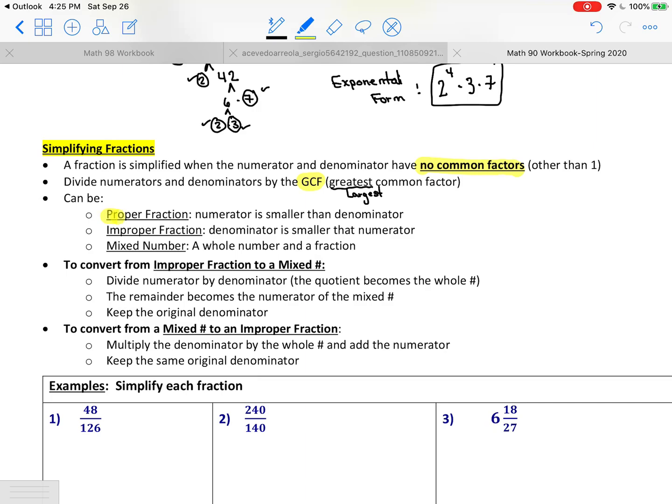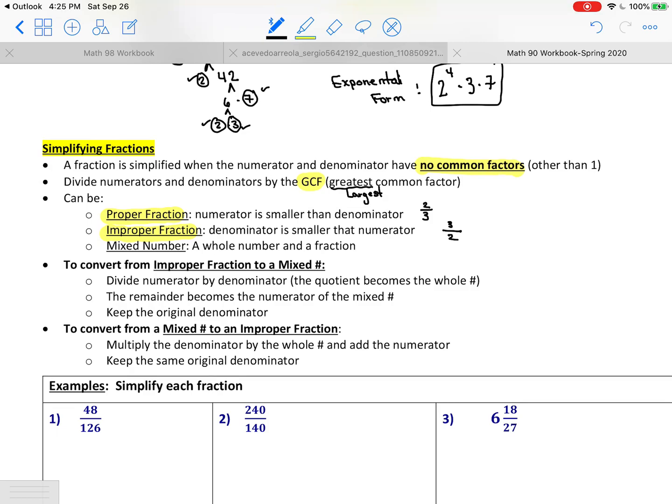So when we have fractions in simplified form, they can be proper fractions, where the numerator is smaller than the denominator. So, for example, 2/3. That would be considered a proper fraction. They could be an improper fraction. That's when the denominator is actually smaller than the numerator. So we would list 3/2, for example, as an improper fraction.